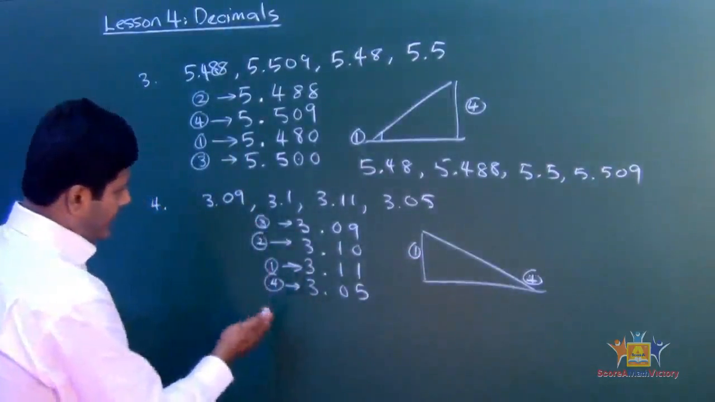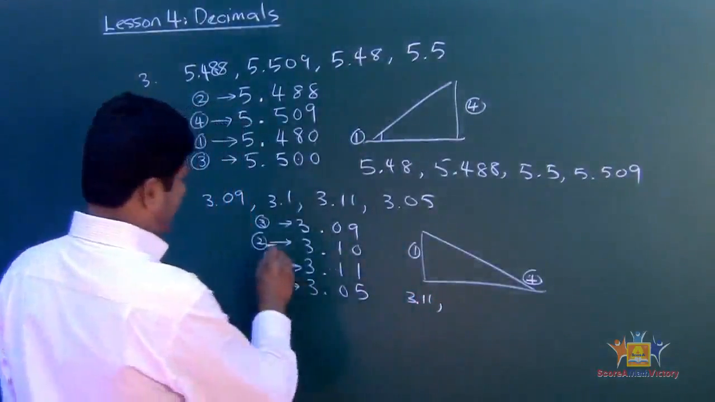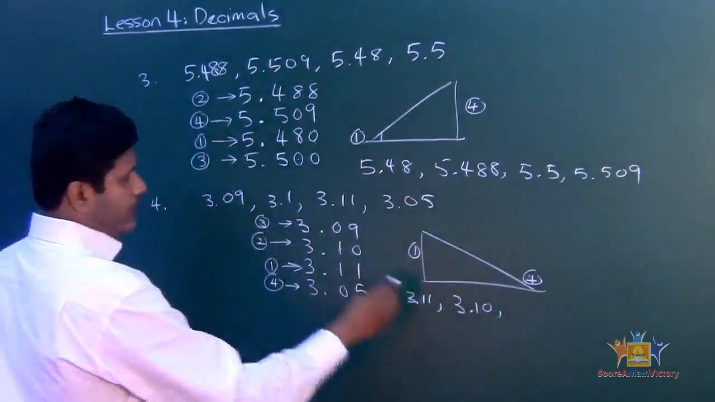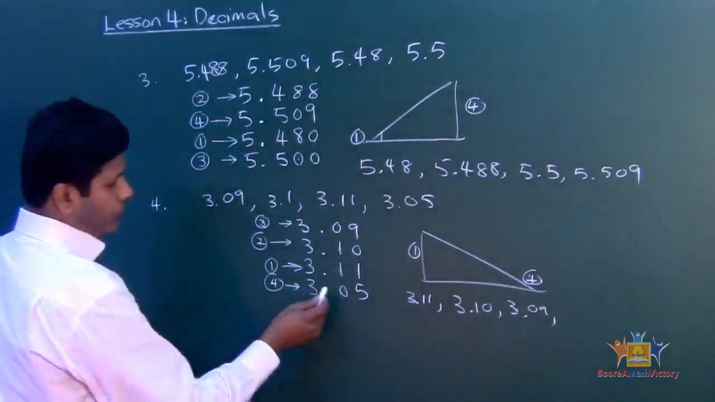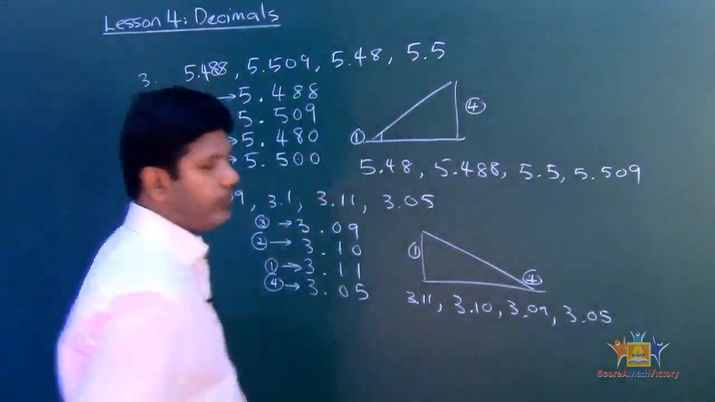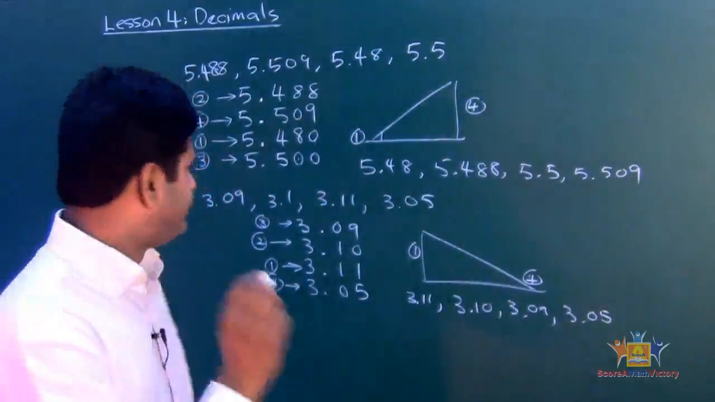So once you numbered them, now write it. The first one is going to be 3.11 and the second one is going to be 3.10. The third one is going to be 3.09 and the fourth one is going to be 3.05. There you go. That's it. Pretty easy, isn't it? Okay, good.